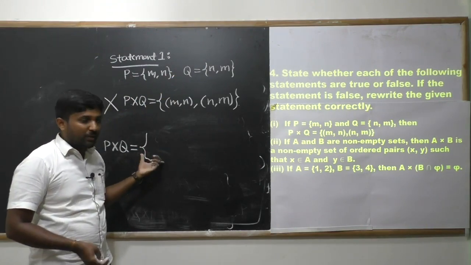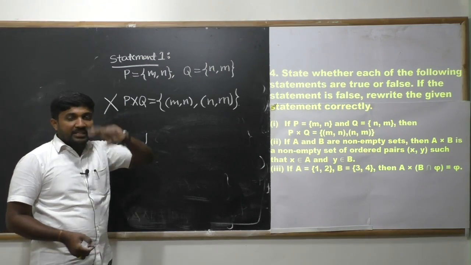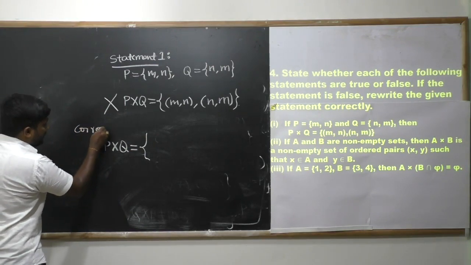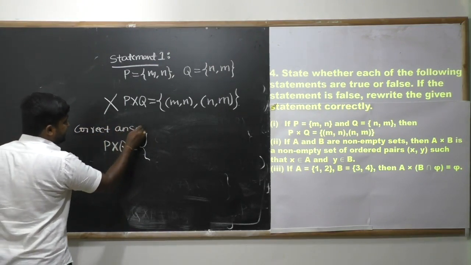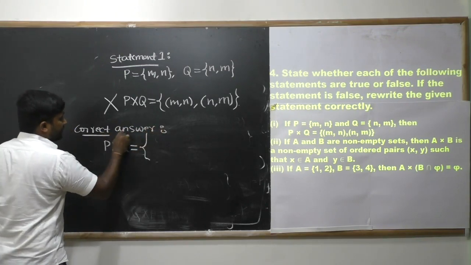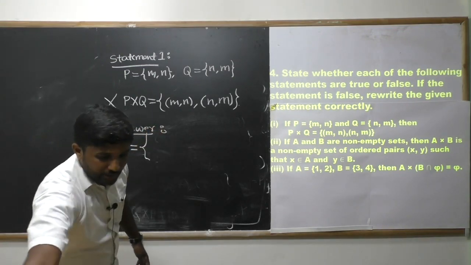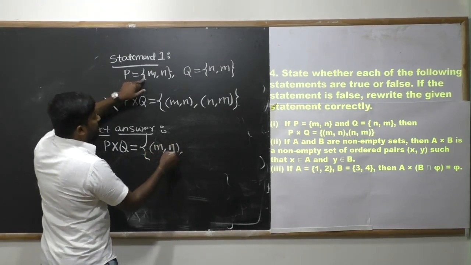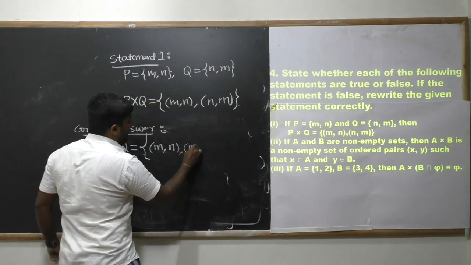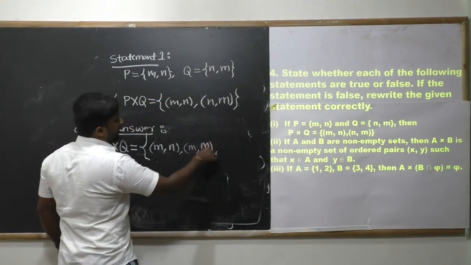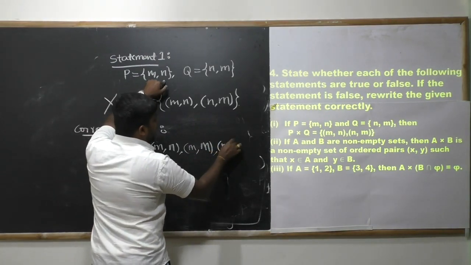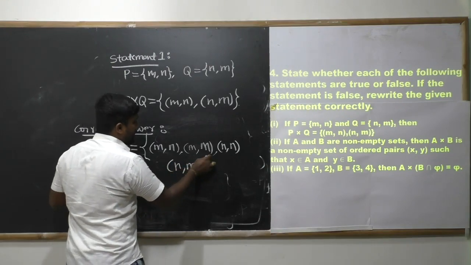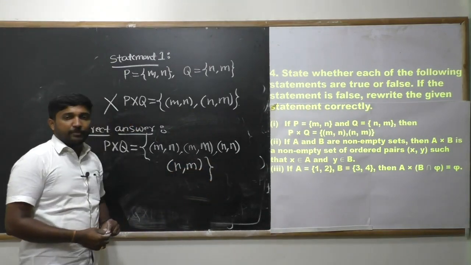2 into 2 is 4, there should be 4 elements, right? But here they have given only 2 elements. Still 2 elements are missing. Therefore the correct answer is: P cross Q is equal to the set with ordered pairs (m, n) as the first element, (m, m) as the second ordered pair, (n, n) as the next, and the fourth one is the ordered pair (n, m). This is the correct statement.